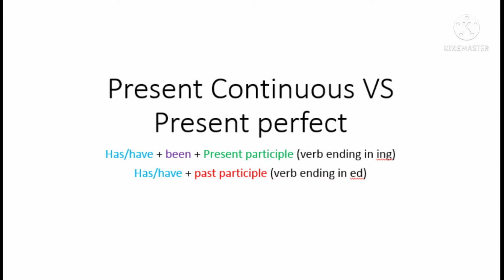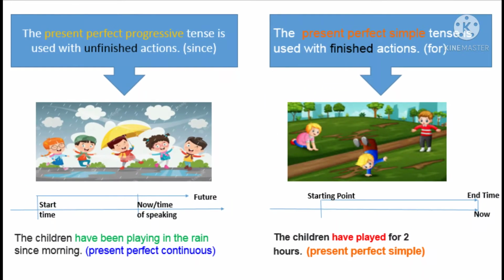So, for example, present progressive verb ending in ing is like talk, talking. And for past participle, we just add ed, it becomes talked. Okay? And let's check how these are different when they are used in sentences. First, let's go with a present perfect progressive or present perfect continuous tense. And okay, in this case, it is used with unfinished actions.